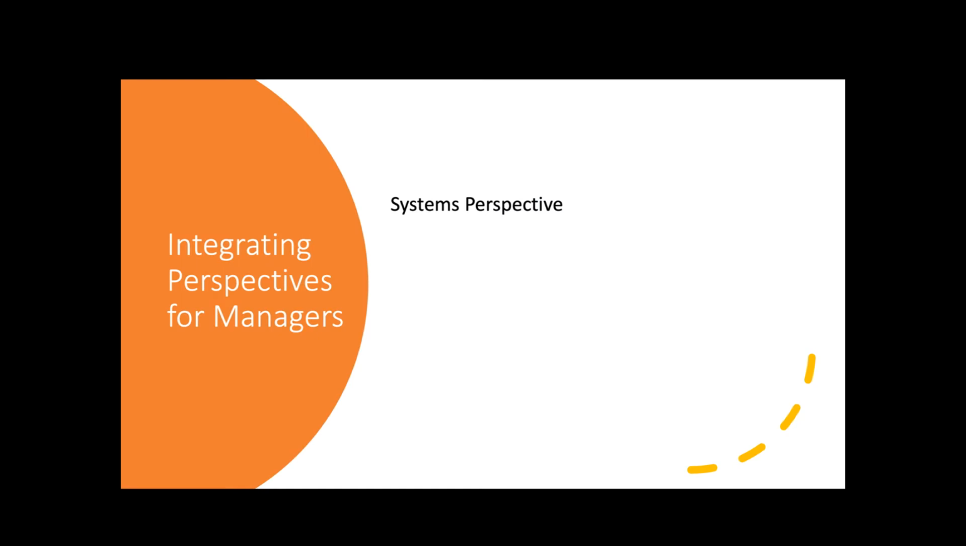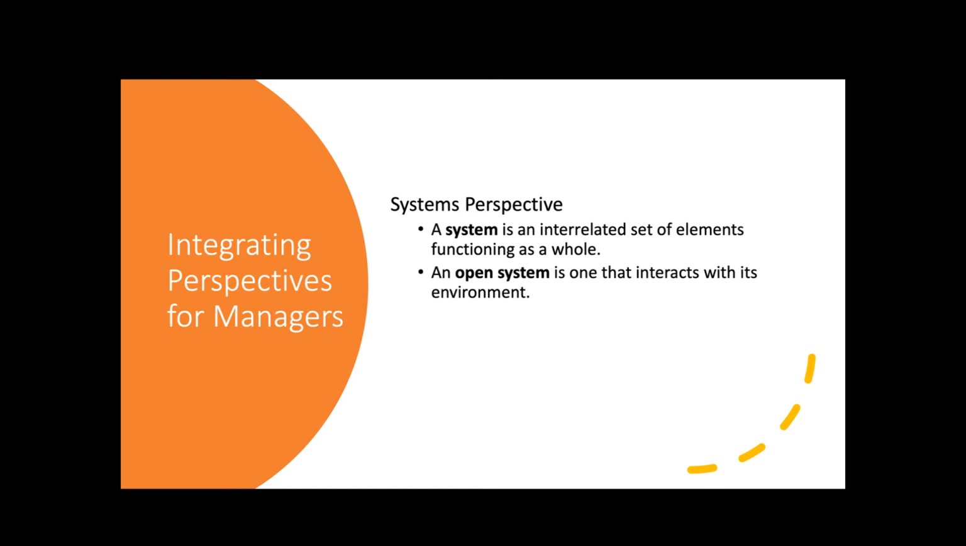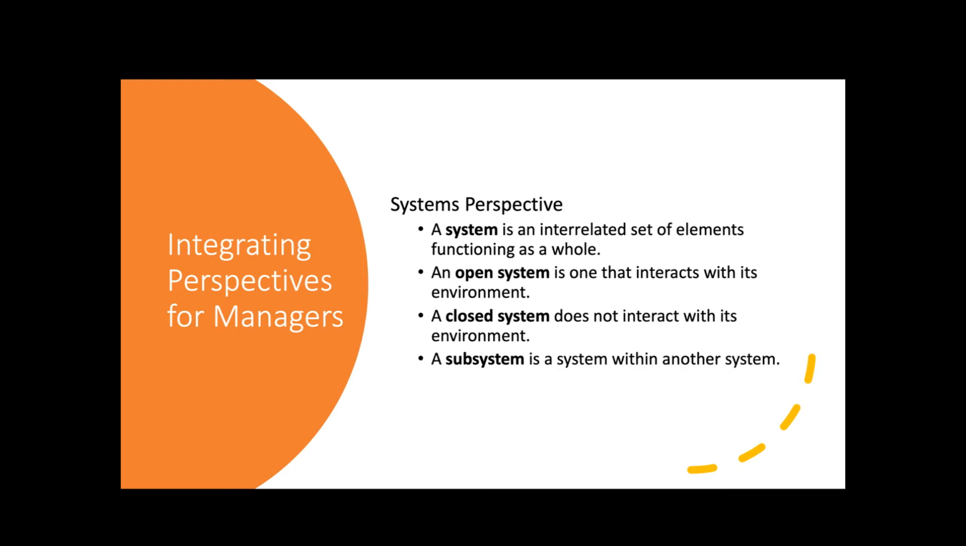The systems perspective. The systems perspective looks at an organization as a system of interrelated elements that functions together as a whole. Now, there's several different types of systems. An open system is one that interacts with its environment, and a closed system is one that does not interact with its environment. And typically, most organizations, of course, we look at as open systems. They interact and change their environment, and their environment interacts and changes the organization.